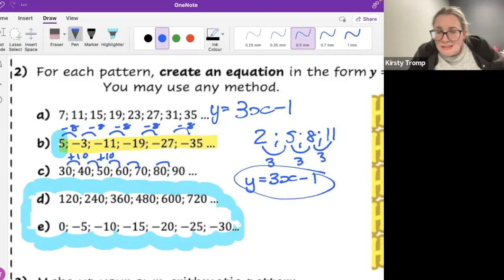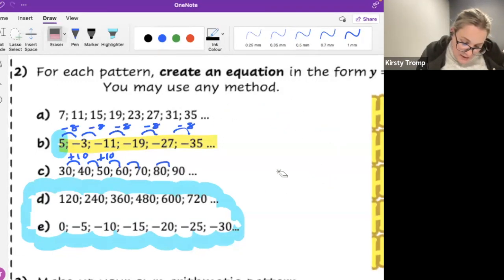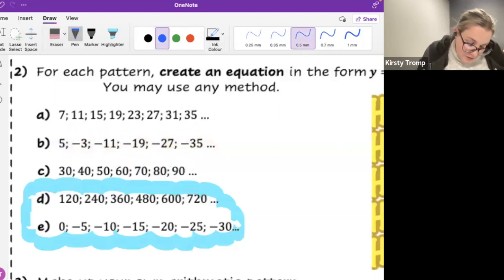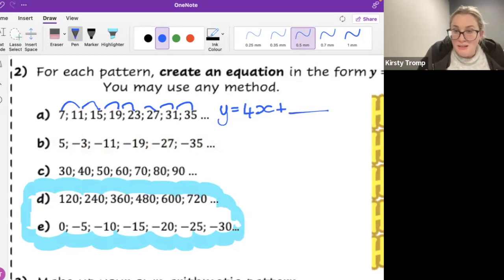Ma'am, can you please repeat number 2A? Sure, of course I can repeat it for you, Umpile. If I'm looking at 2A, what's the difference each time? Plus 4. So I'm going to say y is equal to 4x plus something. Do you agree? Yes, ma'am. Okay, so 4 times 1 is 4.